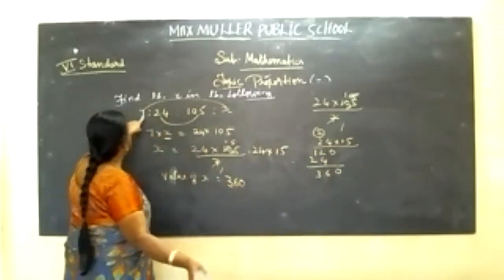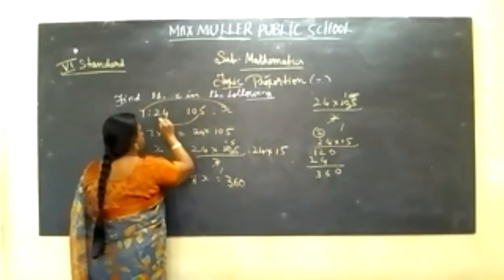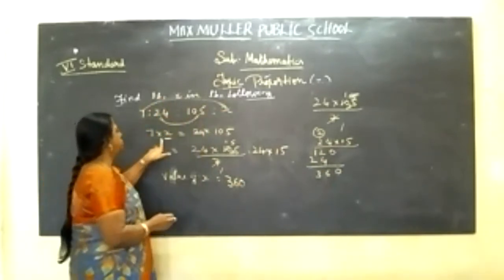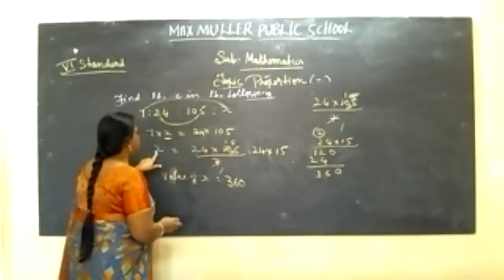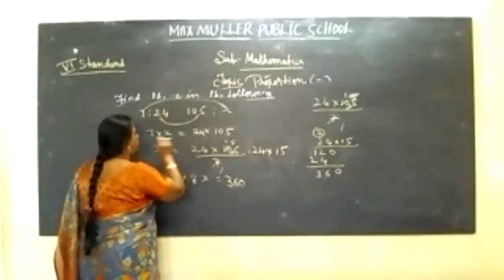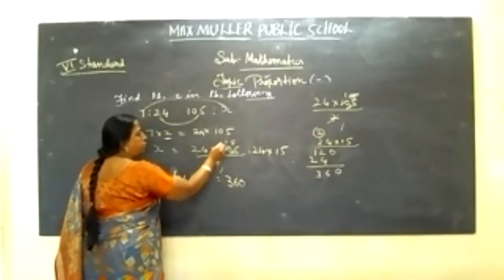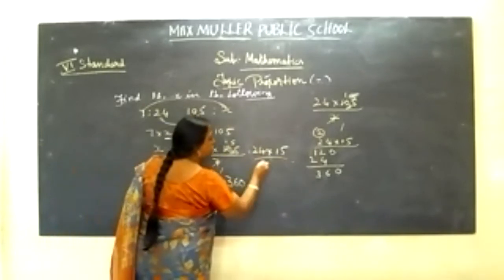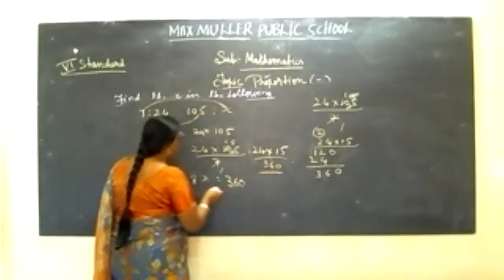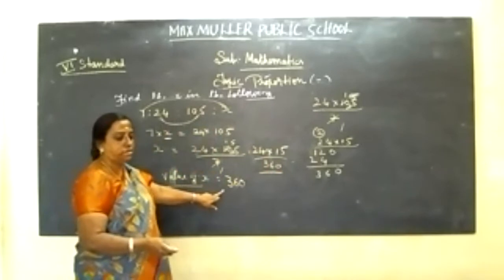Once again I'll go. See, product of extremes equals product of means. So 7 into x is equal to 24 into 105. So x is equal to 24 into 105 divided by 7. If you simplify here, you will get 15. So 24 into 15 gives 360. So the value of x is equal to 360.